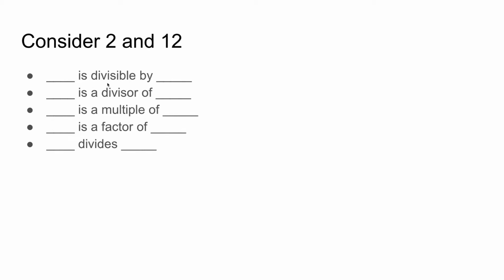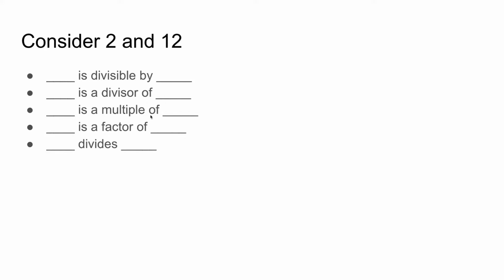Okay, what is divisible by what? Yes, 12 is divisible by 2. Then what is a divisor of what? A divisor is a number that is dividing. So 2 is a divisor and 12 is the dividend, right? So we can say 2 is a divisor of 12.